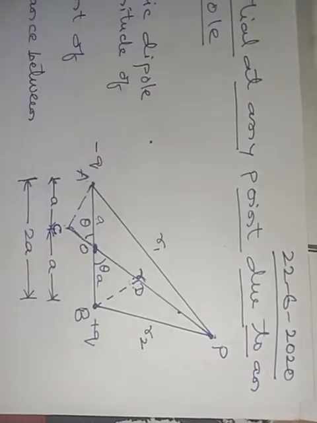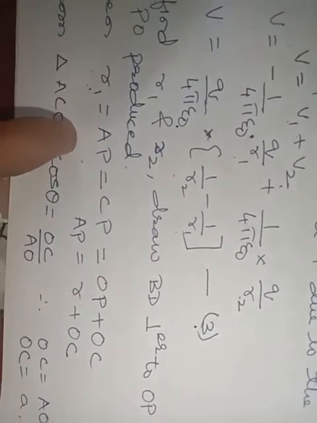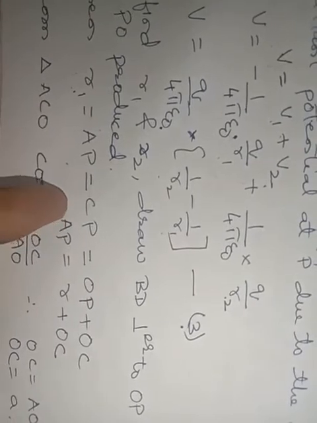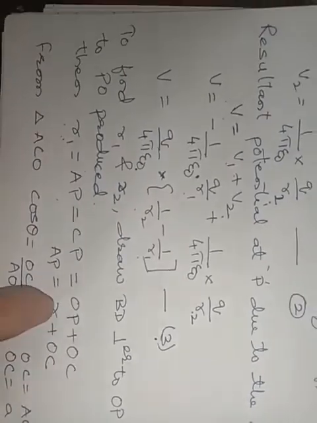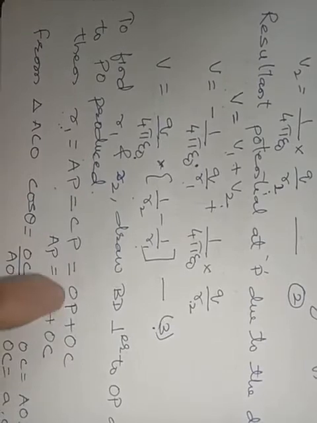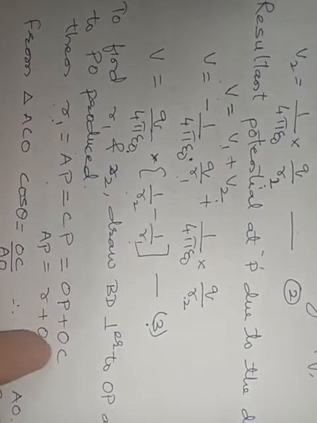Is it clear? So now again, here we will see R1 is equal to AP is equal to CP. CP, how will you write? OP plus OC. If you see the figure, CP is equal to OP plus OC. So what is the value of OP? OP is equal to R, OC as it is. Now I have to calculate the value of OC.